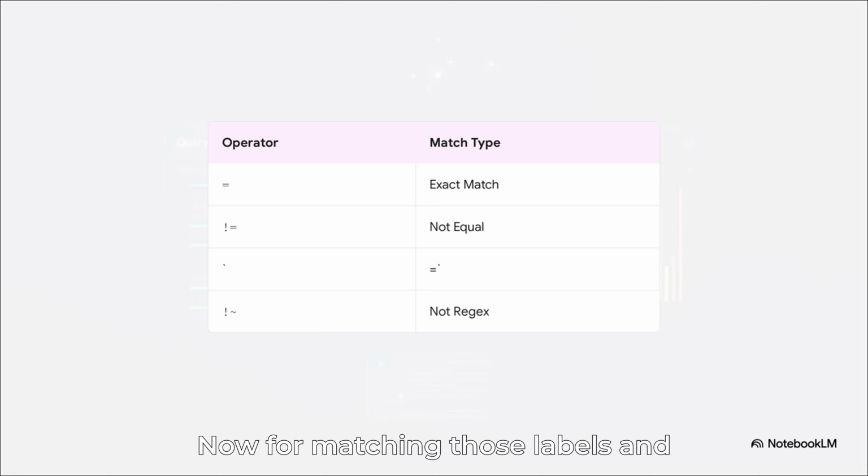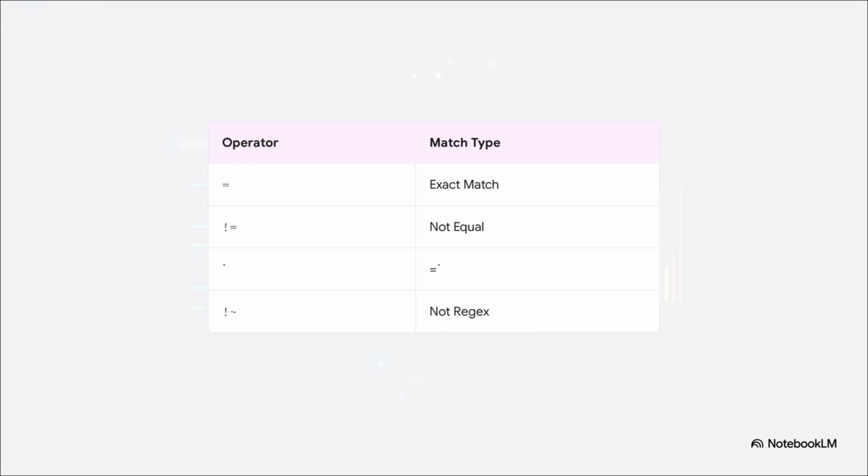Now, for matching those labels and filtering lines efficiently, we've got a literal cheat sheet of operators. We use the equal sign for exact matches, and exclamation equals for inequalities. For line filters, the pipe equals means the raw log line contains a specific string, say error. An exclamation tilde? That's a negative regex filter. It's incredibly powerful for throwing out noisy, repetitive stuff like health checks. You are definitely going to want to memorize these operators.